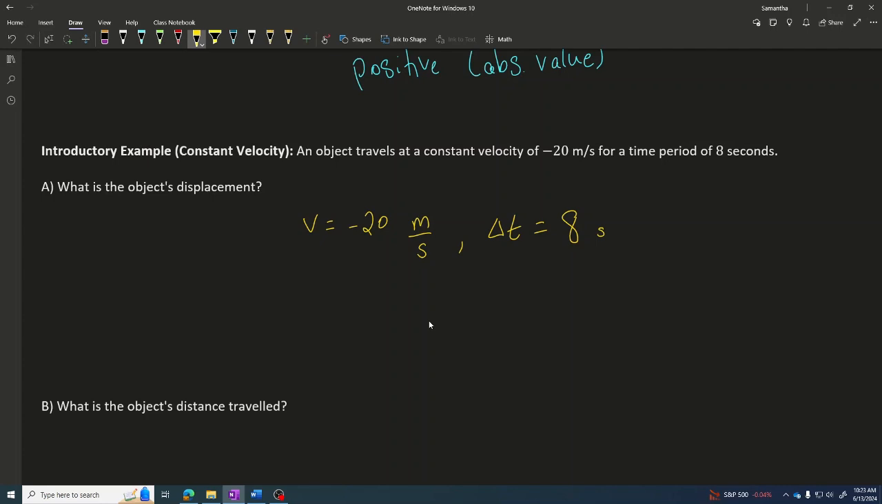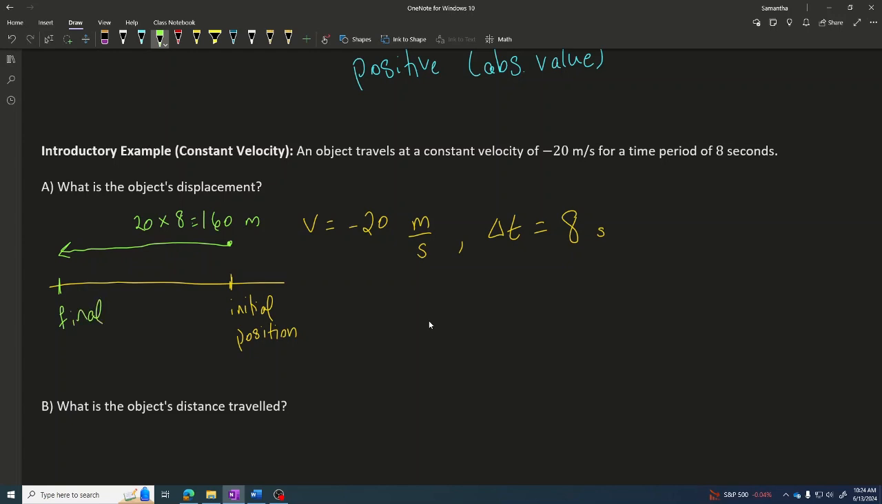Well, what this is saying, if I were going to sketch out this situation, is that this object started at some initial position and then moved backward, because we have a negative velocity, at a speed of 20 meters per second, and they moved backward at that speed for 8 seconds. So all in total, they moved backward 20 times 8, which is 160 meters. And they ended up in a final position which is 160 meters behind where they started.